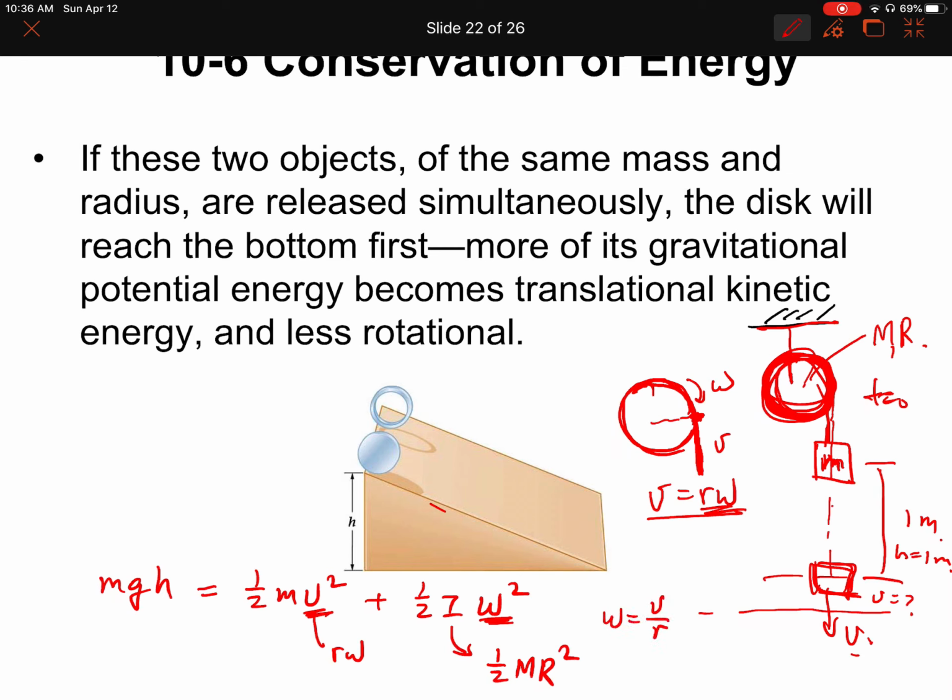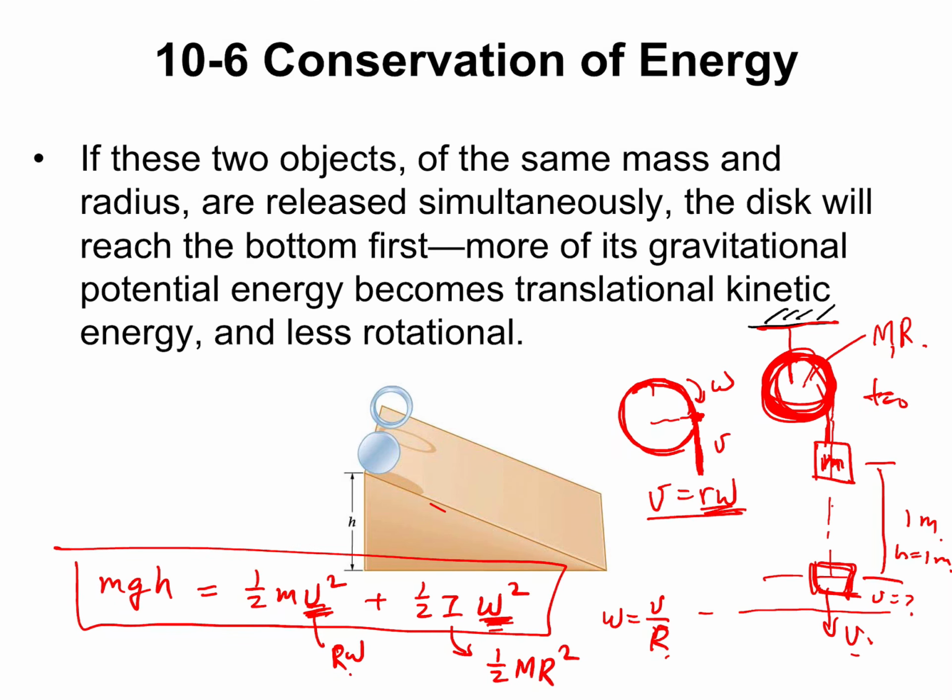So you can substitute, because v and omega are related. Actually, this is one equation with one unknown, and you can figure out the speed. So this is another conservation of energy problem.